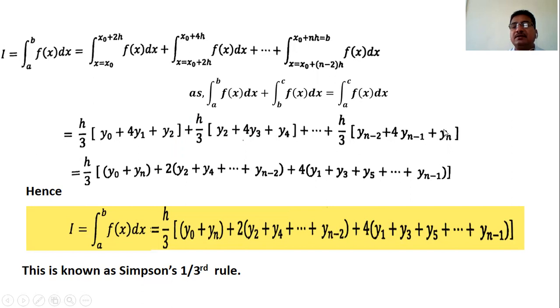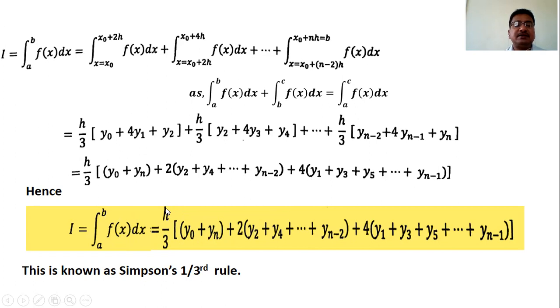In this way, yn minus 2 and the previous term become 2 times yn minus 2, and take that 2 as common factor. So what do we have? y2 plus y4 plus yn minus 2 in one bracket, plus these terms 4y1, 4y3, 4yn minus 1. So take 4 as common factor. So we have y1 plus y3 plus y5 plus yn minus 1 in one bracket. And so this is the Simpson's 1/3 rule.